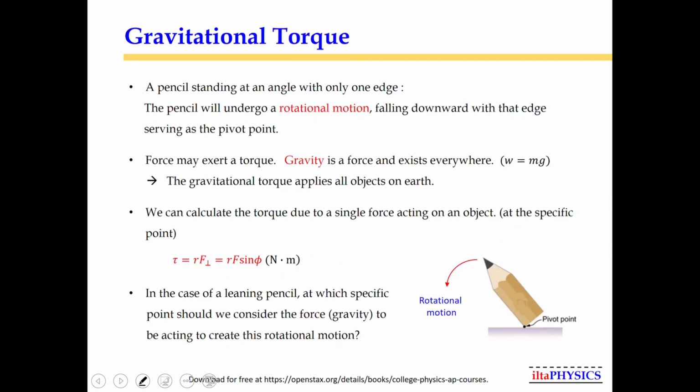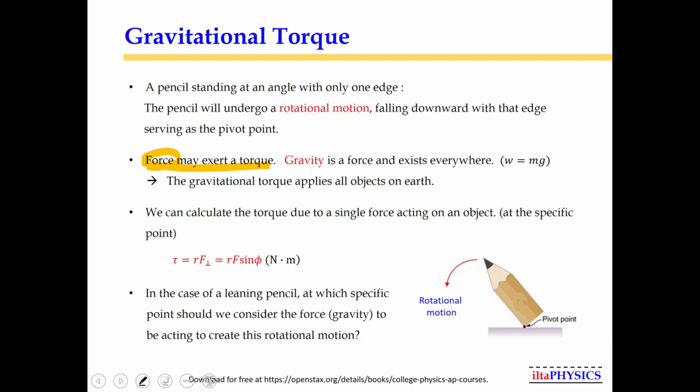All right, everyone, let's consider a pencil, as shown in the diagram below, standing at an angle with only one edge touching the desk. This pencil will undergo a rotational motion, falling downward with that edge serving as the pivot point. Come to think of it, a tilting pencil falling over should indeed be analyzed as a type of rotational motion. So let me ask you this. What is the cause of this rotational motion? In other words, what is the force responsible for this?